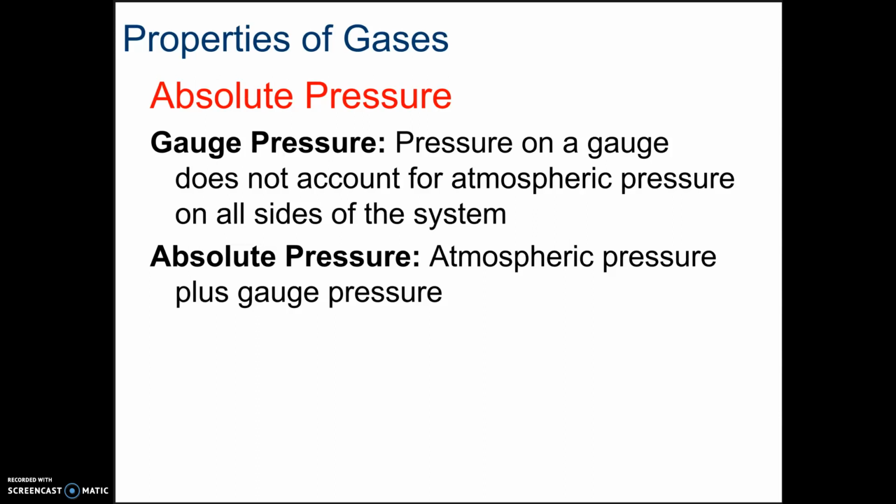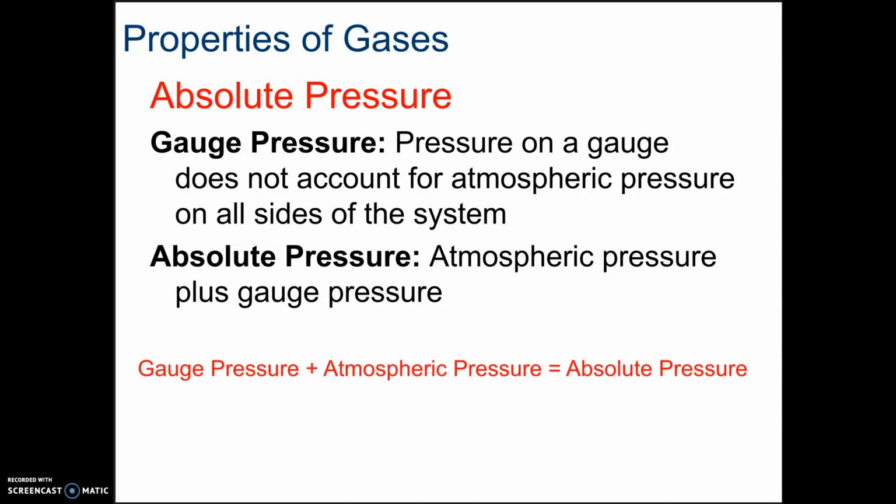Atmospheric pressure is also known as barometric pressure, and it's the weight of the air molecules. An application of air pressure is when your ears pop. The pressure is balancing on the inside and the outside of your ear. And absolute pressure is used to complete pneumatic calculations. So again, absolute pressure is gauge pressure plus atmospheric pressure.